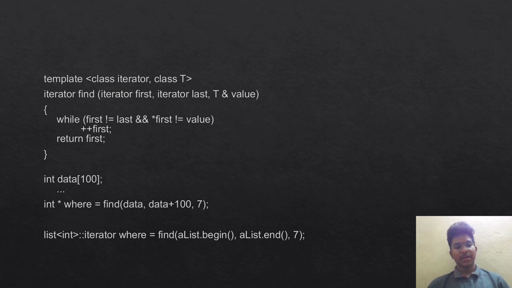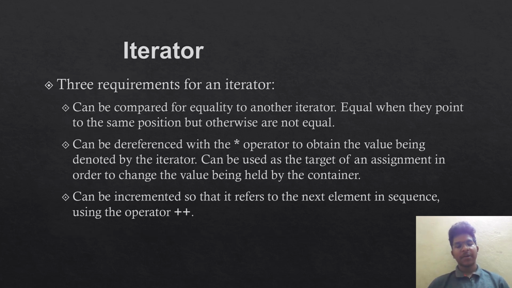Template. Three requirements for an iterator. It can be compared for equality to another iterator, equal when they point to the same position but otherwise not equal. It can be dereferenced with the star operator to obtain the value being denoted by the iterator, and can be used as the target of an assignment in order to change the value being held by the container. It can be incremented so that it refers to the next element in the sequence using operator plus plus.